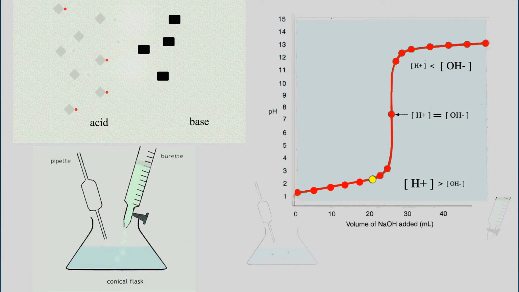Is it fully neutralized yet? No. You continue dripping. Now at this stage, it's still more acid than base. You still have more acid than base, so you continue to drip, but drip very carefully.